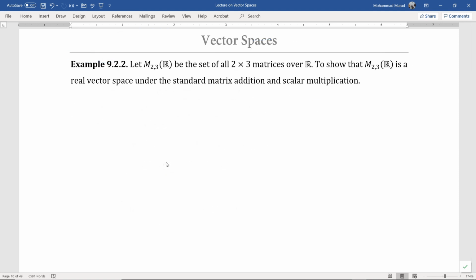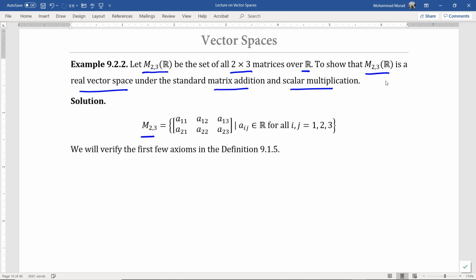Let's see another example. Let M 2,3 be the set of all 2 by 3 matrices over real numbers. To show that this set is a real vector space under the standard matrix addition and scalar multiplication. Let's have a look at the solution.